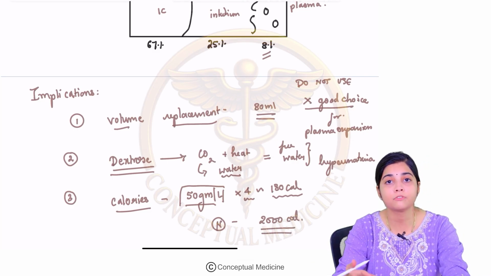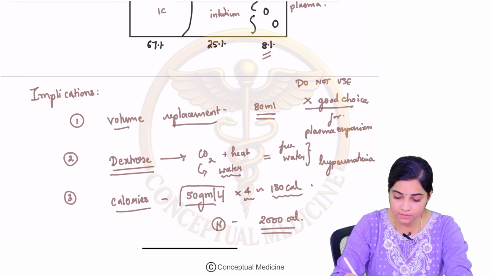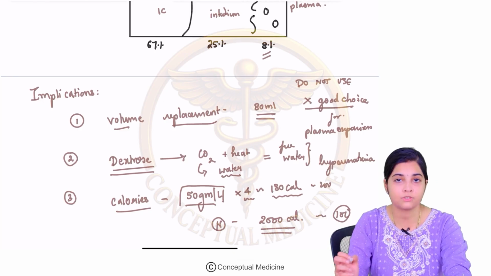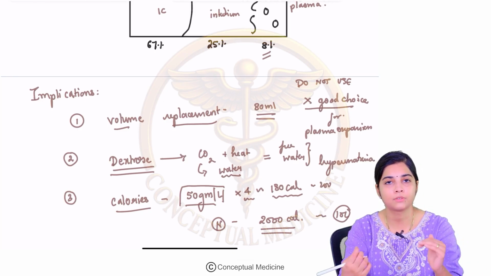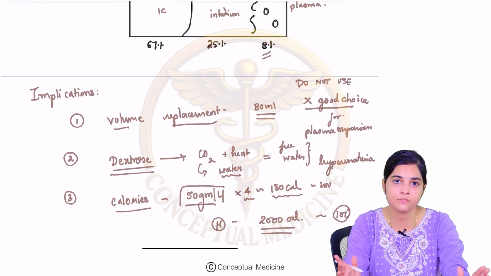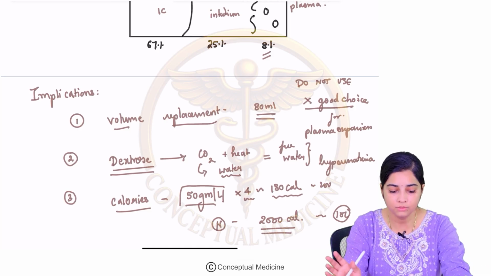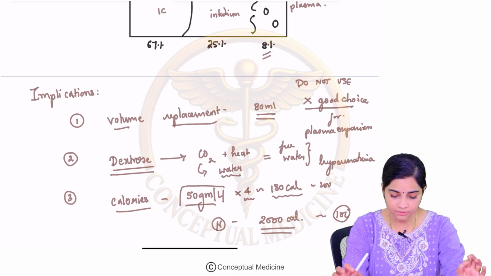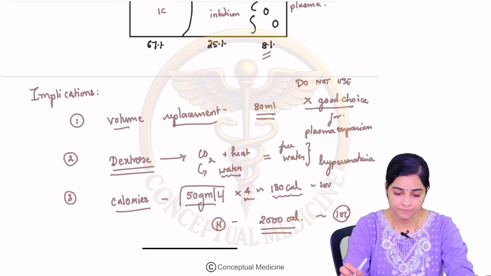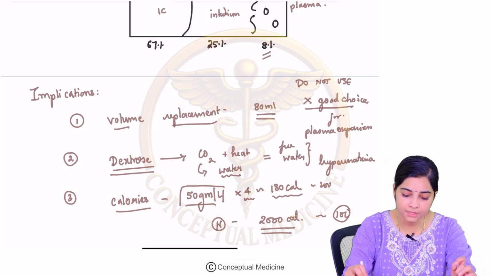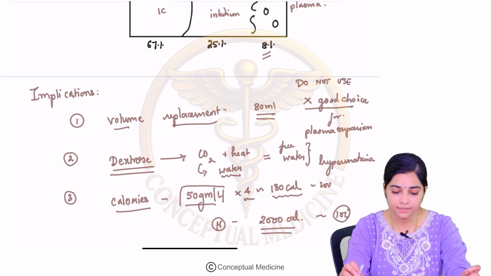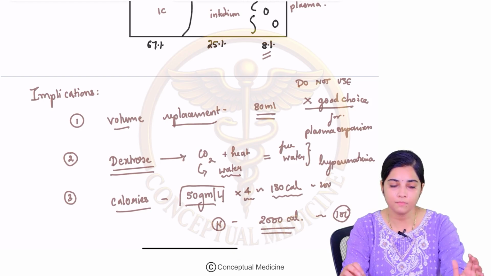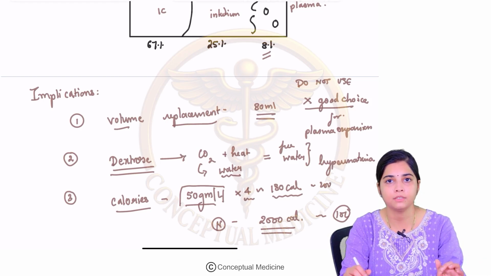So how many liters of 5% dextrose have to be infused? If this is around 200, then you will require up to 10 liters of 5% dextrose just for the caloric requirement. So is it possible to use 5% dextrose for calorie replacement? No, it cannot be used. It's a very small amount of calories which is given by 5% dextrose. Okay, so it's not used for volume replacement, it is not used for caloric requirement, it can be used in the treatment of hypernatremia. Okay, so that is about 5% dextrose.